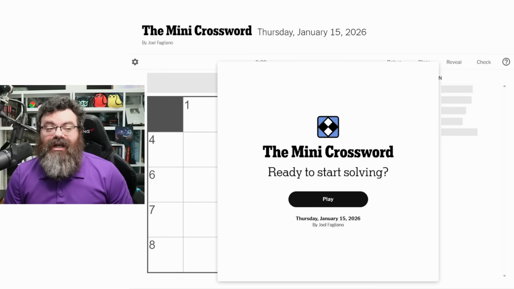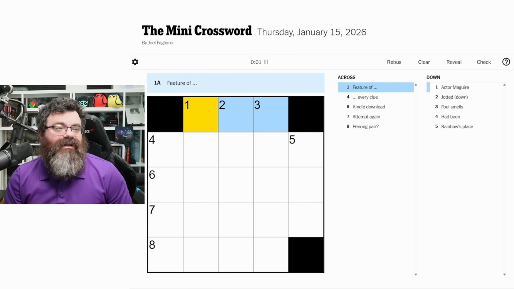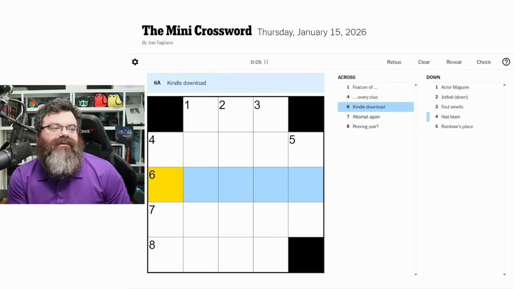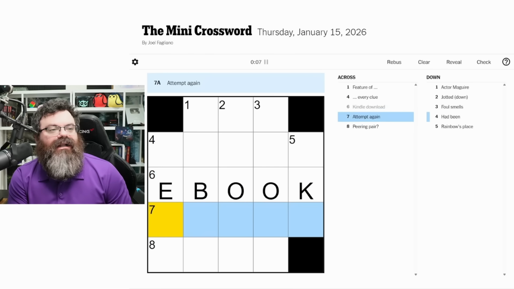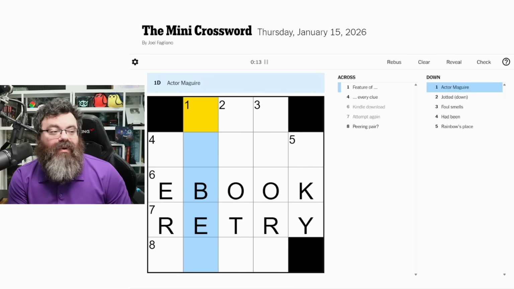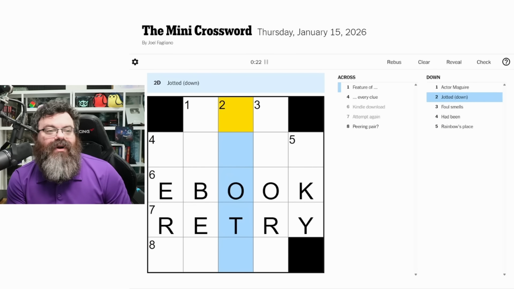Hello, let's do the mini crossword for Thursday, January 15th. Let's play. Feature of every clue. Kindle download. A book, an ebook. Attempt again. Retry. Peering pair. I don't know. Actor McGuire. I thought it was Jerry Maguire. Maybe I don't know this. McGuire. Jotted down. Noted.